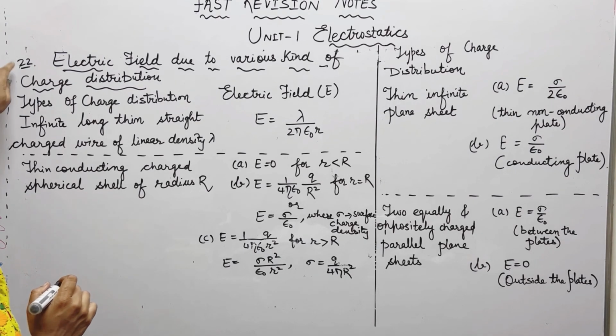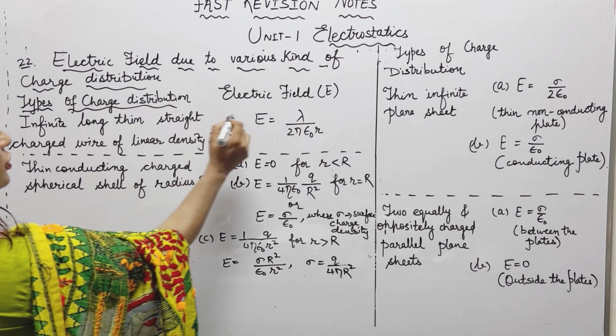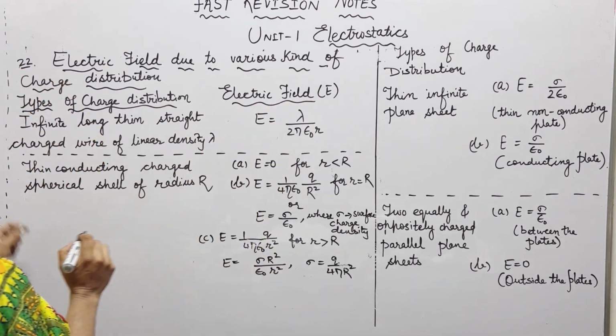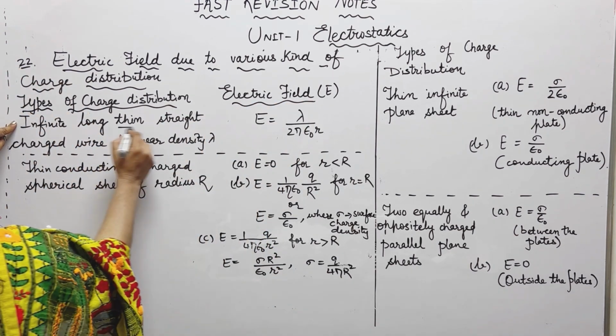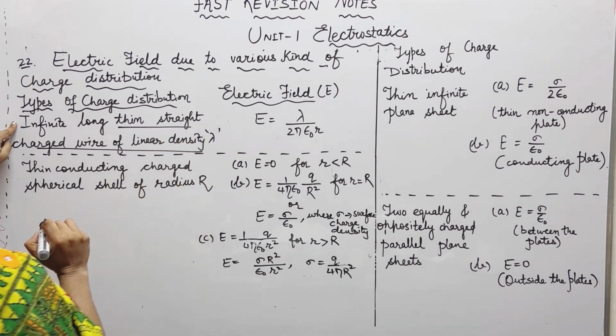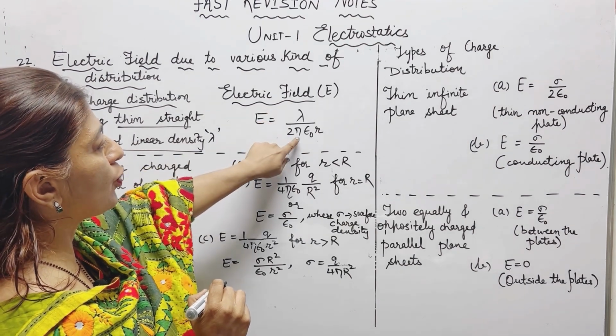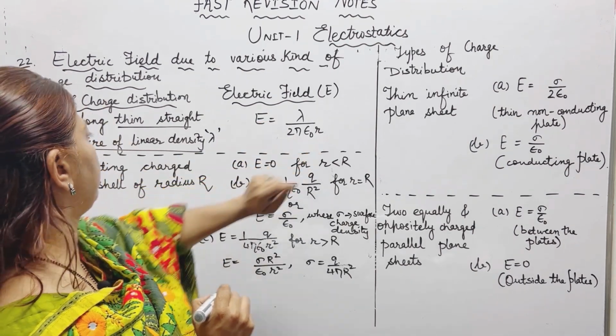The next point is the electric field due to various kinds of charge distribution. Here we have taken the types of charge distribution and the electric field associated with each. For an infinitely long thin straight charged wire with linear charge density lambda, the electric field is given by E equals lambda upon 2 pi epsilon naught r.